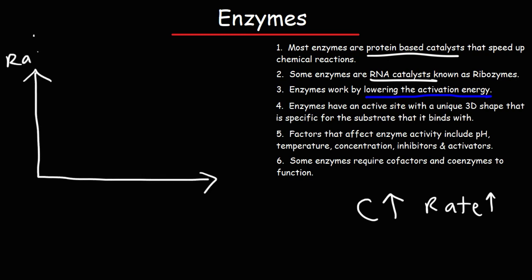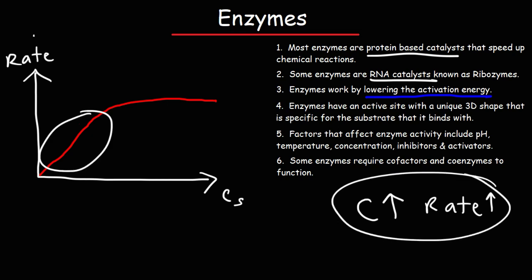So we're going to have the rate of the reaction on the y-axis and the concentration on the x-axis. Let's use CS to represent the concentration of the substrate. Initially, as you increase the concentration of the substrate by moving to the right, the rate of the reaction will increase. Now eventually it's going to level off. At this point, increasing the concentration of the substrate or the enzyme, the rate is going up.